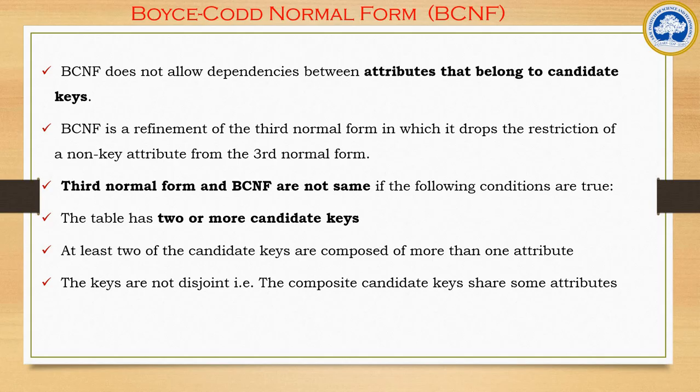Now Boyce-Codd normal form, which is called BCNF. It does not allow dependencies between the attributes that belong to the candidate keys. First we have to understand the difference between the third normal form and BCNF. Both are not the same. The difference is this: the table has two or more candidate keys, at least two candidate keys are composed of more than one attribute, so the keys are not disjoint. They are composite candidate keys sharing some common attributes.